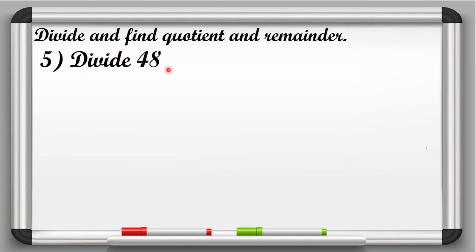Question number 5, divide 48 by 6. So here 48 is the dividend. So first of all we will write 48 and 6 is the divisor. Okay, and we know that 48 comes in the table of 6. So there is no need to write the table of 6. Okay, and we have to speak the table of 6.